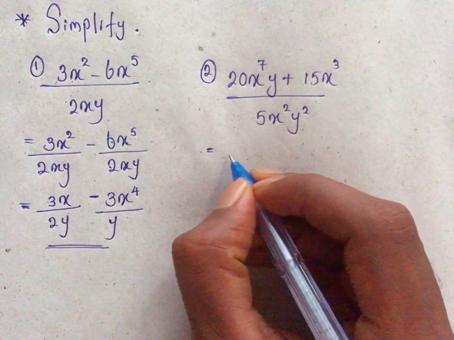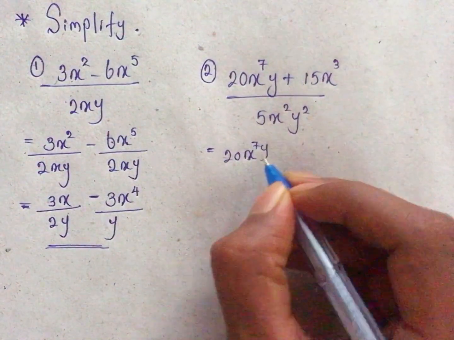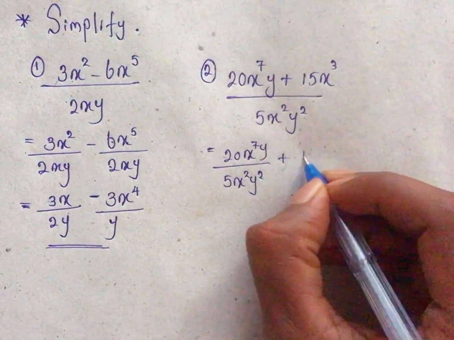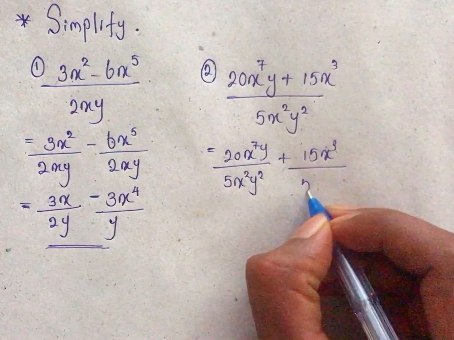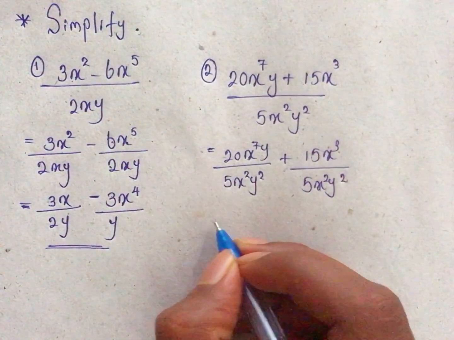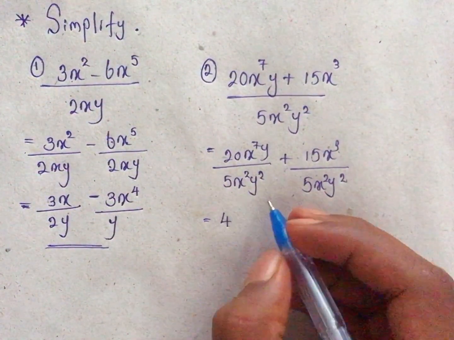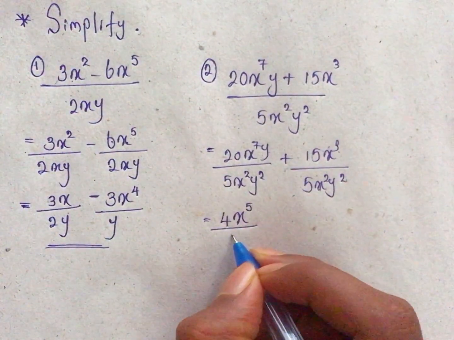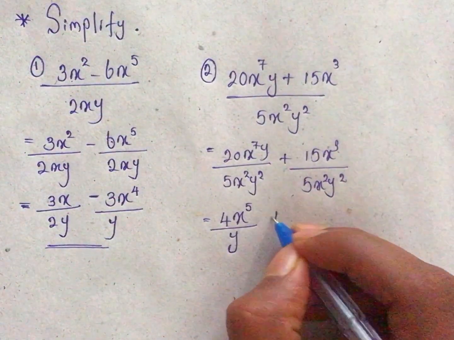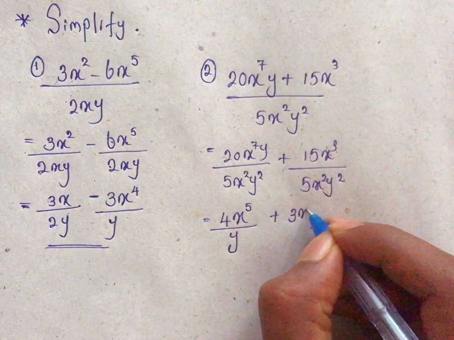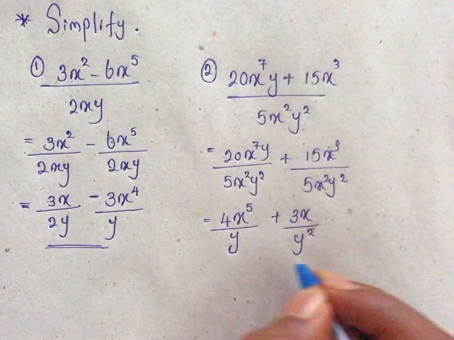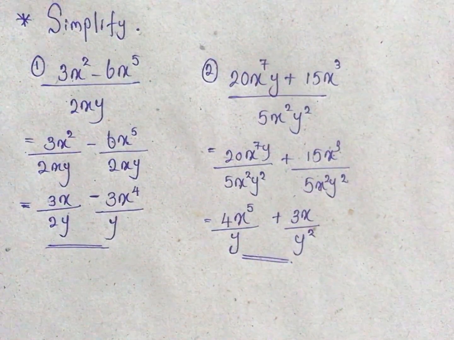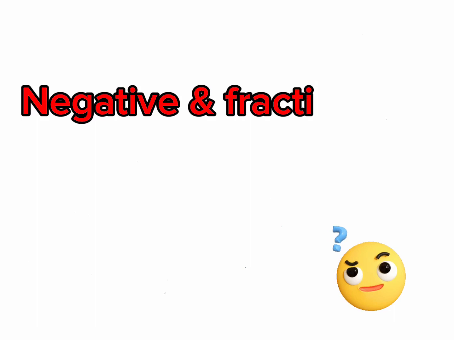Move to the next question. It is 20x^7 y over 5x squared y squared plus 15x cube divided by 5 squared y squared. Then numbers are simplified as 4, and same base indices, you need to subtract the powers. 4x to the power 5 divided by y. In here number is 3x over y squared. It is easy to simplify algebraic expressions if you know the index law.